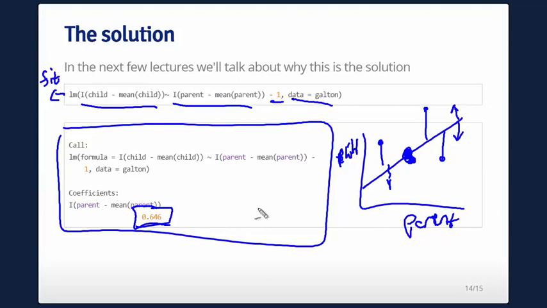And in the subsequent lectures, we'll talk exactly about how you get these things, what you do so that you don't have to center the data first, and so on. And eventually, we'll even talk about how you can put lots of variables in there, not just parents predicting child heights.